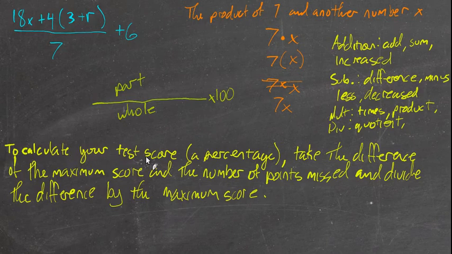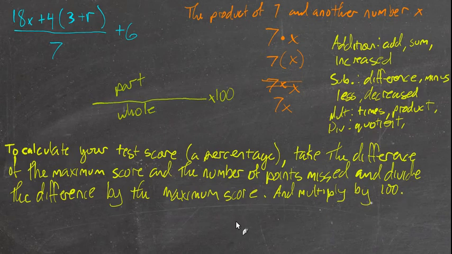So to calculate your test score, which is going to be a percentage, take the difference of the maximum possible score and the number of points missed, the numbers that you got wrong, and divide the difference, that difference that we just talked about, by the maximum score. Okay, and then we might actually want to say, and multiply by 100. Okay, so let's write out that expression, and I'll show you what I do with it afterwards.